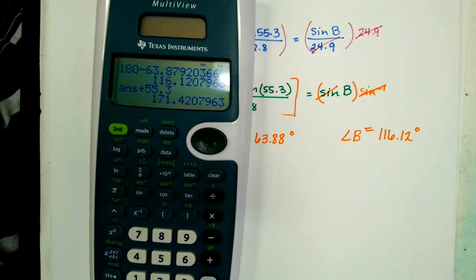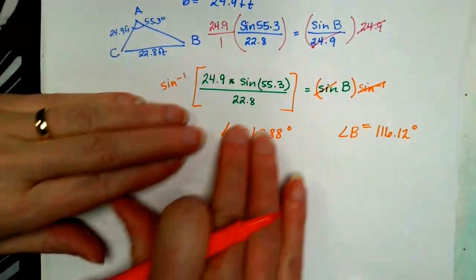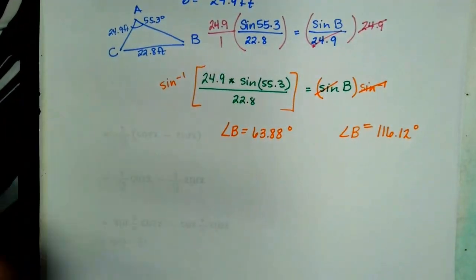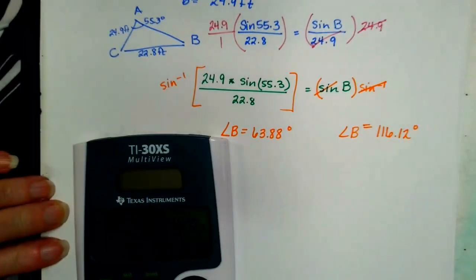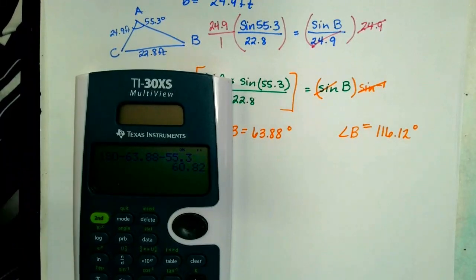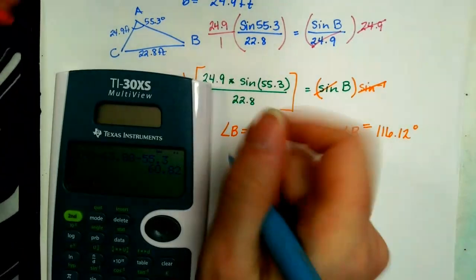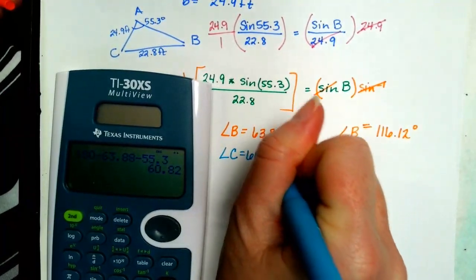Are y'all okay so far? All right, so let's go ahead and finish the rest of the first triangle. So if angle B is 63.88, then I can find angle C. So I do 180 minus 63.88 minus the angle that they gave me, 55.3. So my missing angle, angle C, is 60.82.